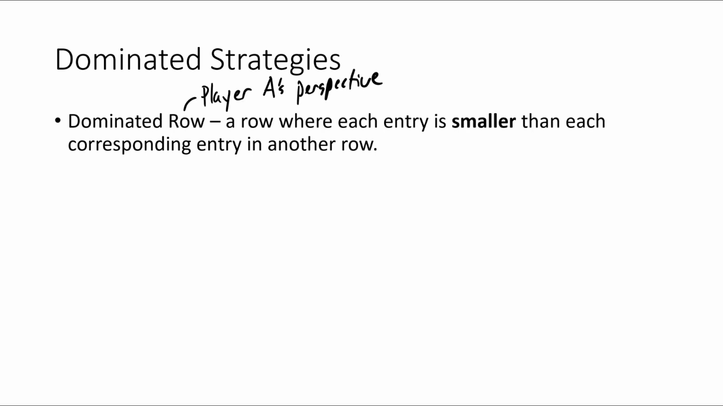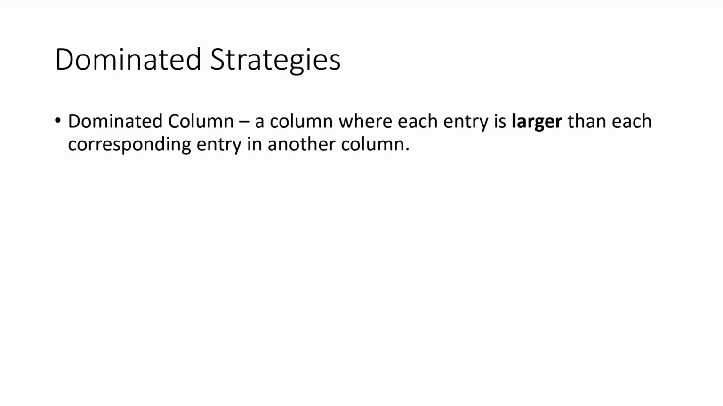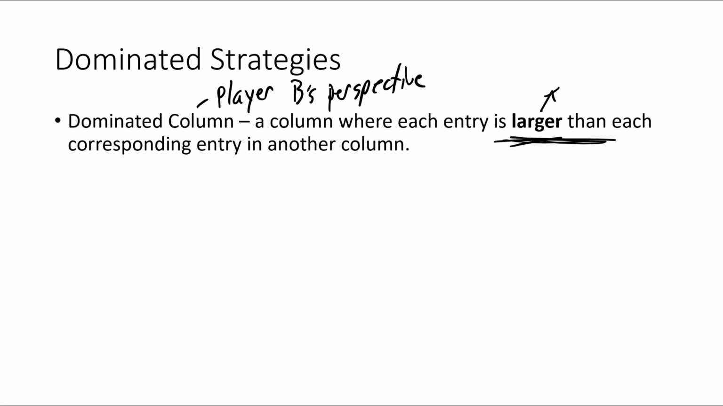Dominated row, that was from player A's perspective, a row where each entry is smaller than. But dominated column, larger than. And that's because we're looking from a different player's perspective. So dominated column, this is player B's perspective. And remember, for player B, large numbers are bad. Small numbers are good, large numbers are bad. So we're looking from a completely different perspective here.